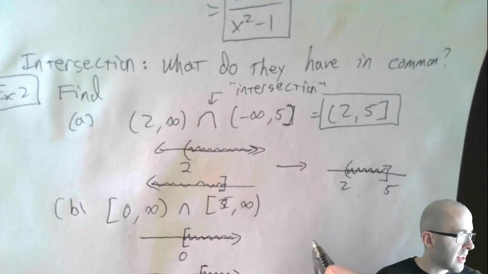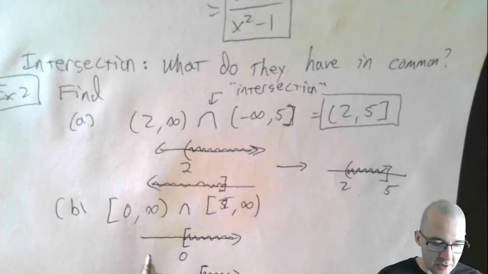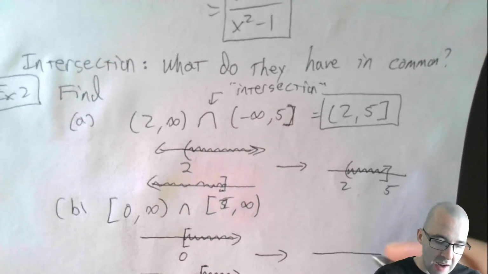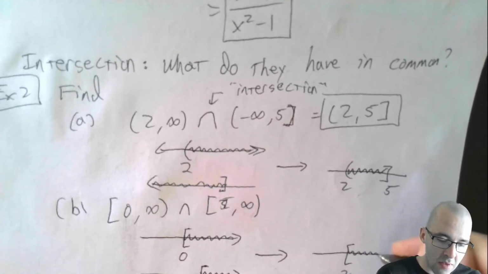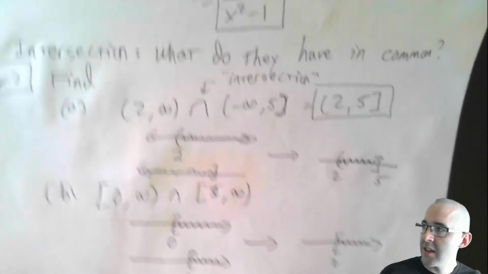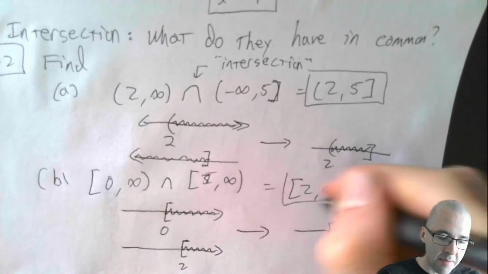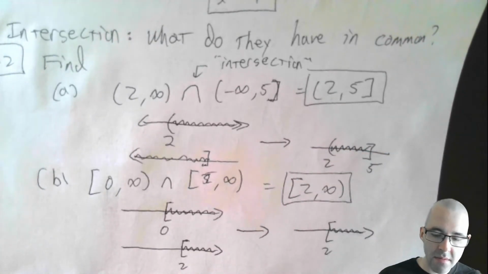We just have to see everything they have in common. So nothing in common here, nothing in common here, still nothing in common. And finally, they both are shaded. Okay? Since they're both shaded here, in fact, they're actually both shaded everywhere, 2 or bigger. That's going to be our answer here. Interval from 2 to infinity. All right, let's do one more.